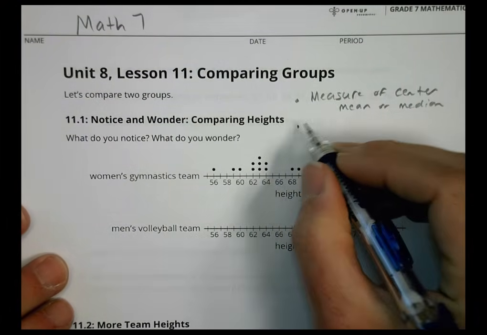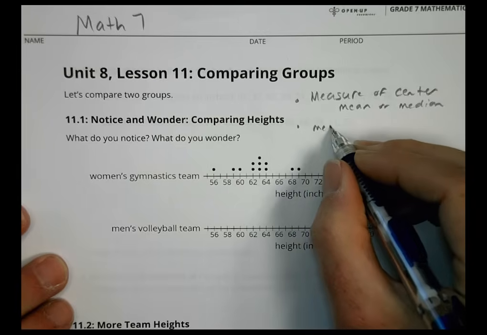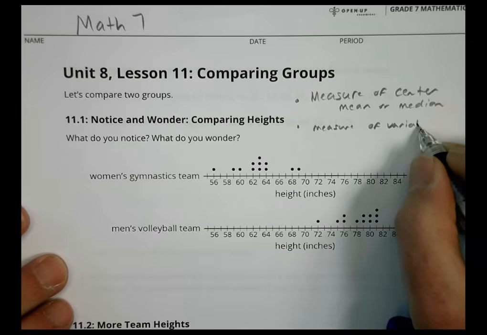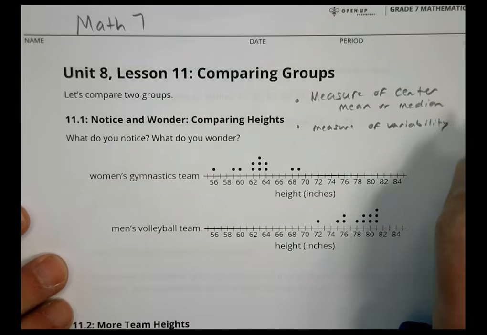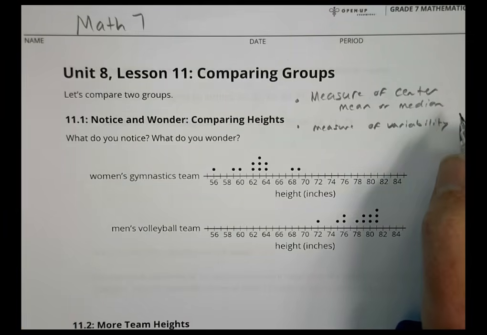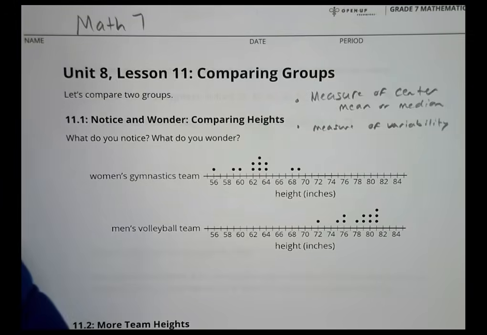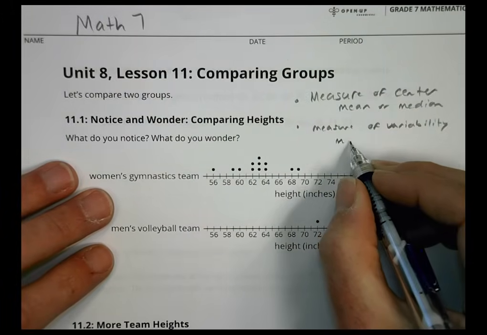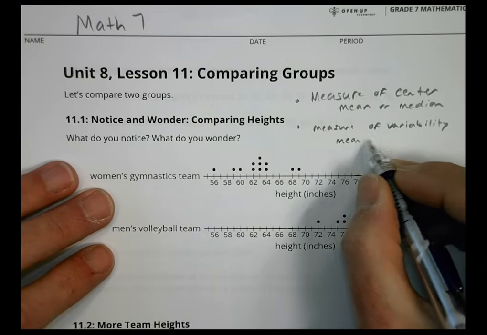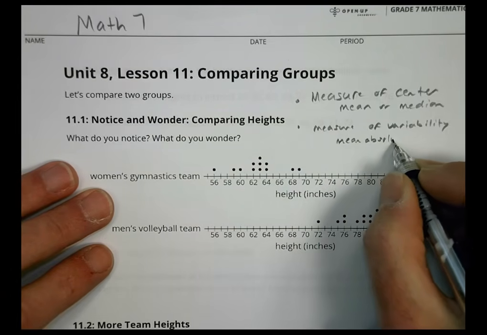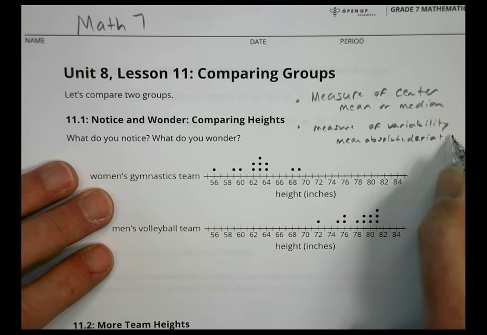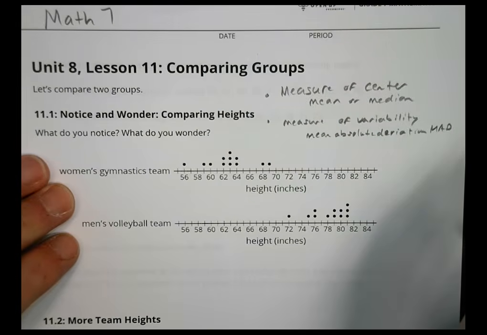And we also talk about a measure of variability. A measure of variability, and you can find this in your summary statement, is something like the mean absolute deviation, also abbreviated as MAD, M-A-D.